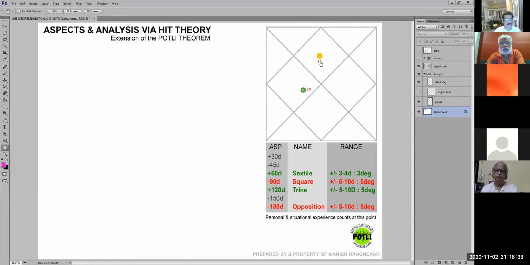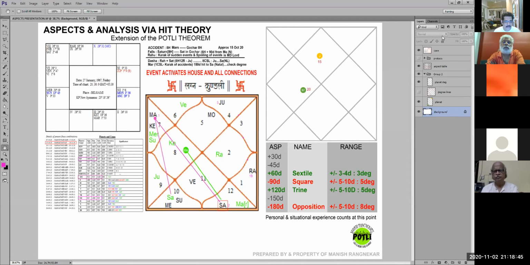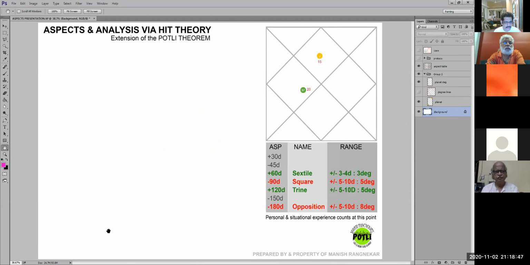Now, many times, like for example, in KP Star 1, the degree is not written there. In Jagannath Hora, or some other software, the degree is written there. If the degree is not written there, it is normally given like this. Anyway, I'm going to show you another way also. But normally, in my case study charts, the top left is always showing the degrees over there.